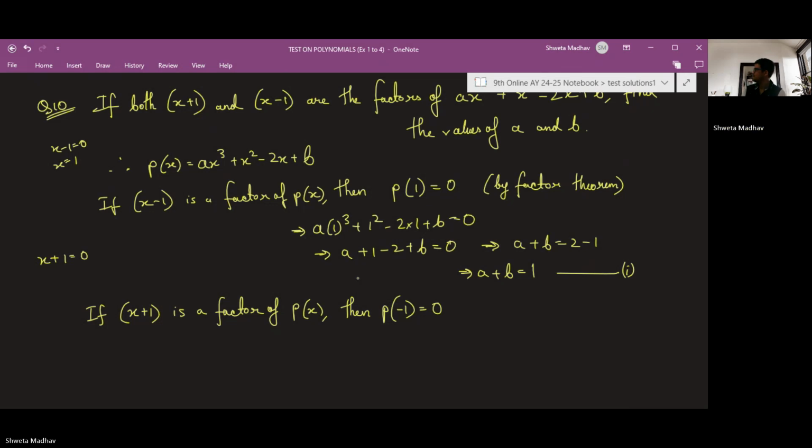So if x plus 1 is a factor of p of x, then p of minus 1 should be 0.